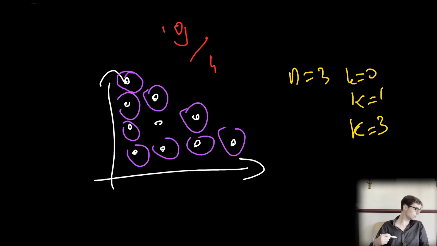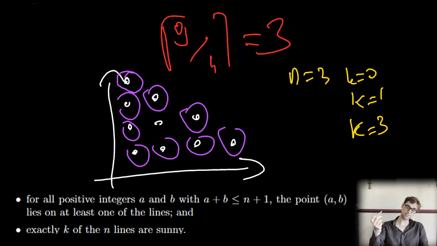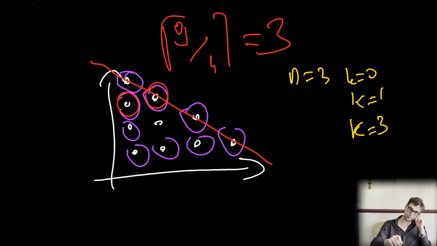So this means for us to get condition 1 satisfied, for all positive integers a and b such that a plus b is less than or equal to n plus 1, the point a, b lies on at least one of the lines. For us to get that satisfied, with just these points on the boundaries, we need a line that goes through 3 points on the boundary. It cannot go through 2 points from one side and not a third one.